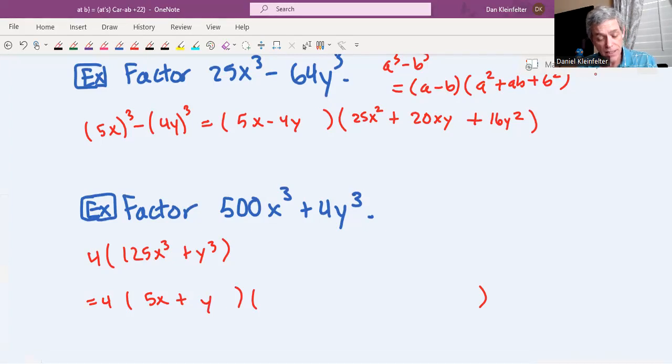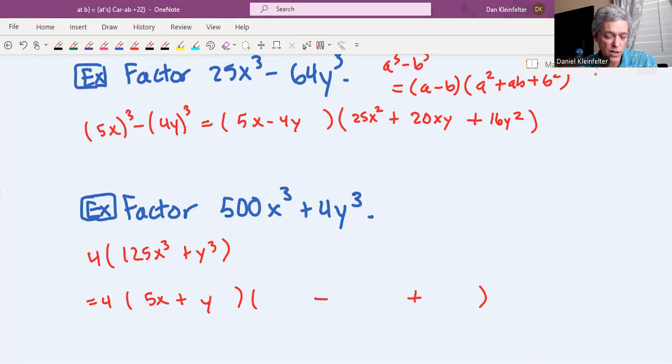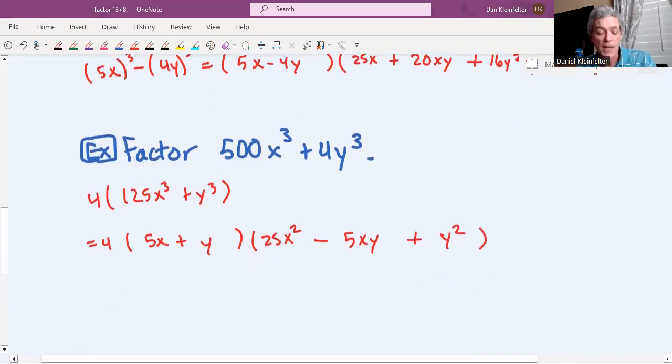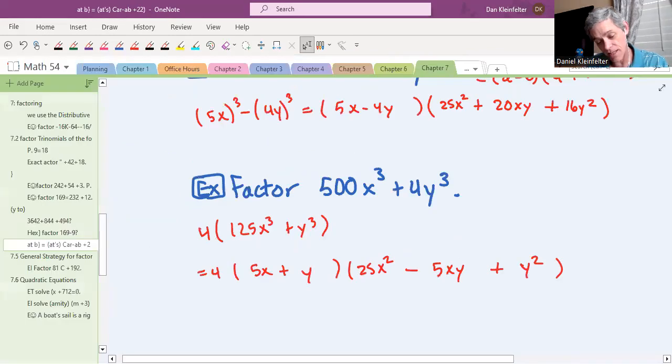Then signs, same, opposite, always plus. In the binomial, we have 5x plus y, so to start the trinomial, we'll have 5x squared, that's 25x squared. In the back, we'll have y squared, and then in the middle, 5xy. Okay. These things are kind of nice in that there's not a lot of writing to do. If you know the pattern, these can actually go by pretty fast.